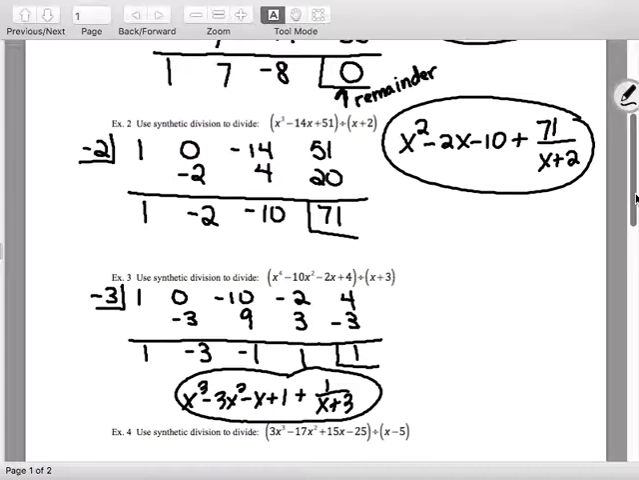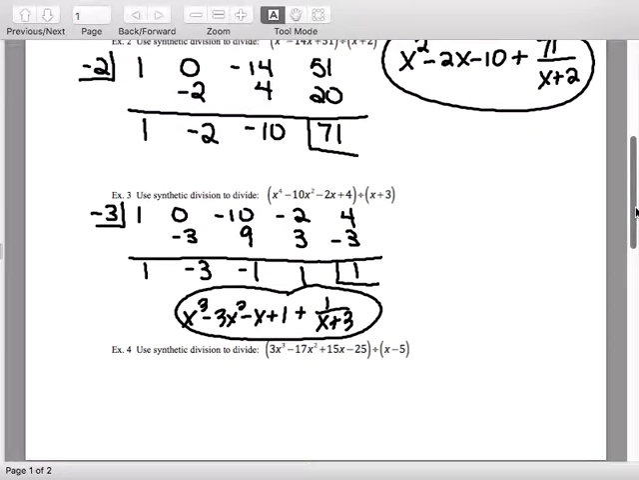All right, try example 4. Okay, if you're getting the hang of it, try example 4. If you're struggling, at least try to see if you can get it set up.